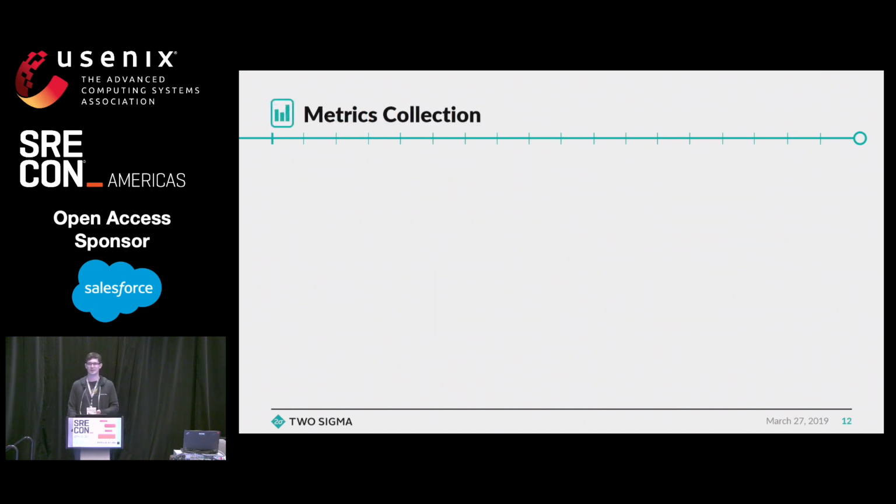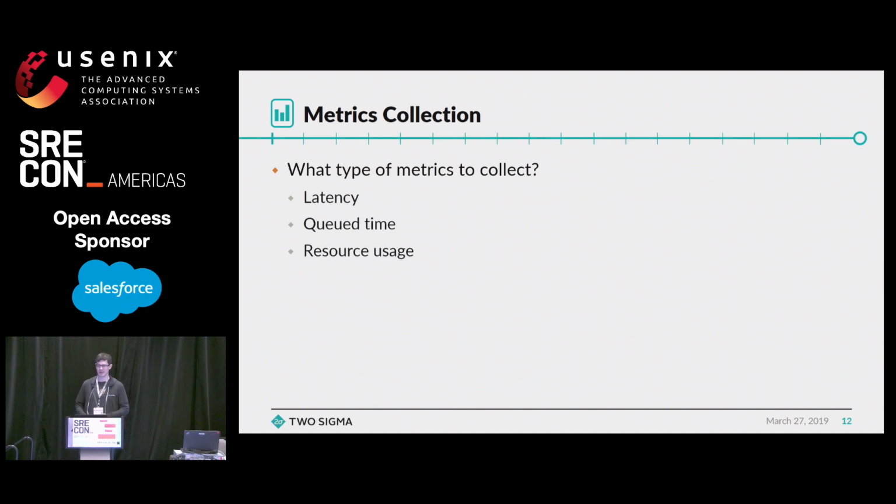Moving on to metrics collection. Here, there's a couple important things to think about. There's what types of metrics should I be collecting? If you took a look at any of those example SLOs on the previous slides, you might realize that latency is very important. But there are other things. These are just a few examples. We internally might care about what percentage of that latency is due to queuing if we're using a shared resource, like a resource cluster. And we might also care about the resource footprint of our pipelines.